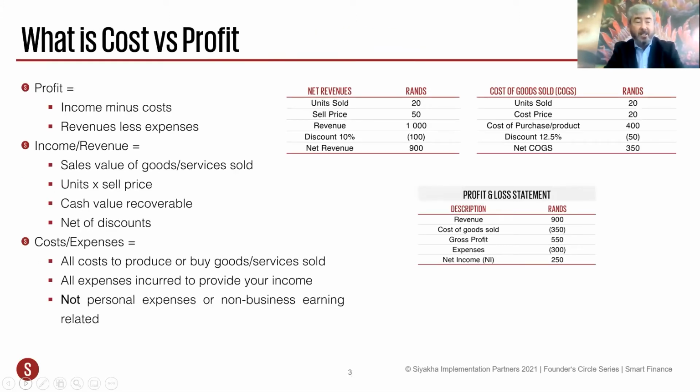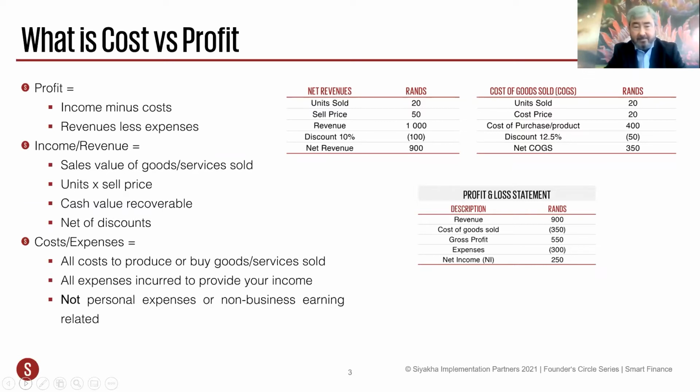So first concept, cost and profit. If you have a look at it, simply put, profit is the income that you earn minus the costs that you incur in going about your business on a day-to-day basis. Or you could say, conversely, it's your revenues less your expenses. Now, what's the difference between a cost and expense? Not a lot, but there are some subtle differences which we'll explain shortly. But a lot of these words are used interchangeably, so nothing to worry about.